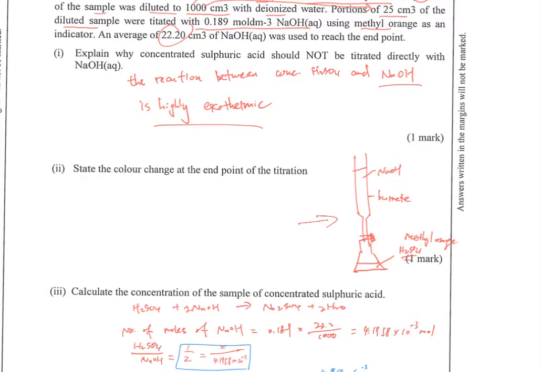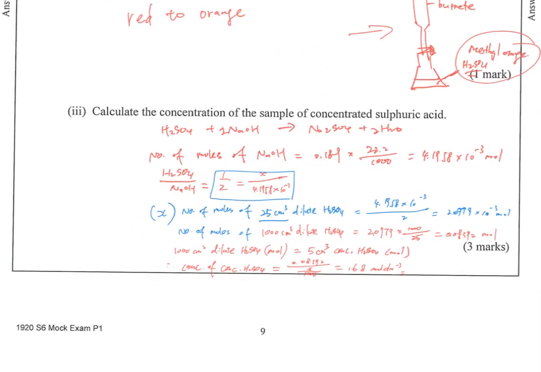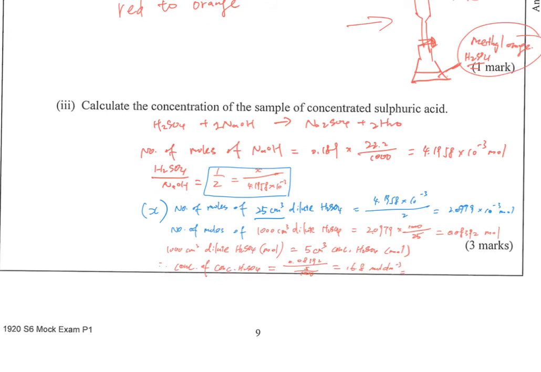With methyl orange and an acid in the conical flask, that means that at the beginning the color of the solution should be red, and after that, when you add alkali, then at the end point the solution will change to orange, so red to orange. And then part C, because the calculation is quite long, I wrote it before for you.